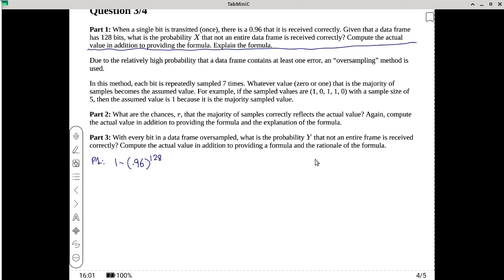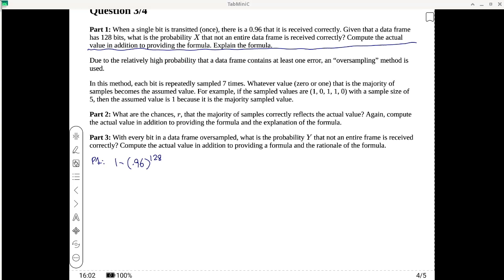So you look at this number and you would think that it is a relatively small number, because 0.96 is pretty close to one. So when you raise that number to some power, it is also still pretty close to one, and one minus something that is close to one is a small number. That is actually not the case, because 0.96 raised to the power 128 is actually a fairly small value already because of the exponent. So let's do that with a calculator.